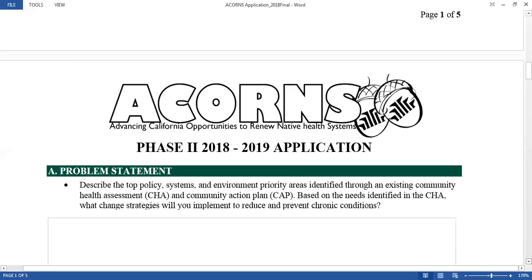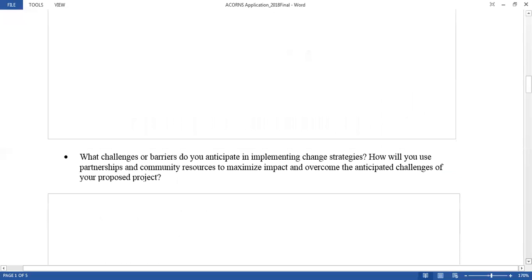So using what you completed in phase 1, using the needs you identified, how will you address those needs with your proposed work plan for this project year? The next question is, what challenges or barriers do you anticipate in implementing change strategies? How will you use partnerships and community resources to maximize impact and overcome the anticipated challenges of your proposed project?